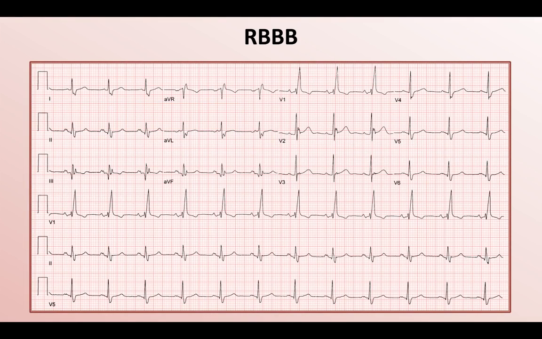Here is an example of a right bundle branch block. You can easily appreciate the abnormal appearance of the QRS complex in V1. The second R wave in V1, usually referred to as R prime, is significantly more prominent than the first R wave. That's typical. You can also appreciate the very wide S wave in 1 and AVL.